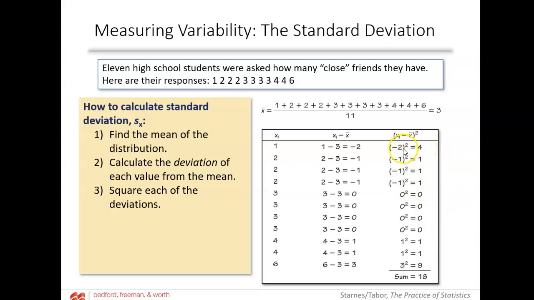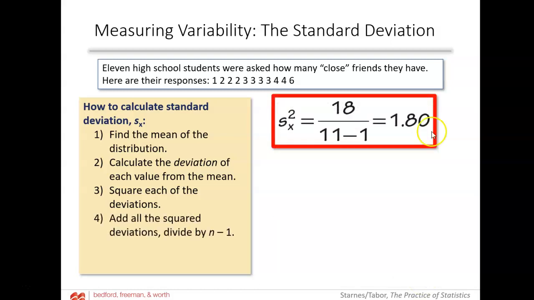And then obviously the 2 will square to a 4, 1 doesn't change, and so on. All right, so now when I add up the squares of the deviations, I get an 18. So that's something I can work with. So our fourth step is to take that 18 and divide by n minus 1.